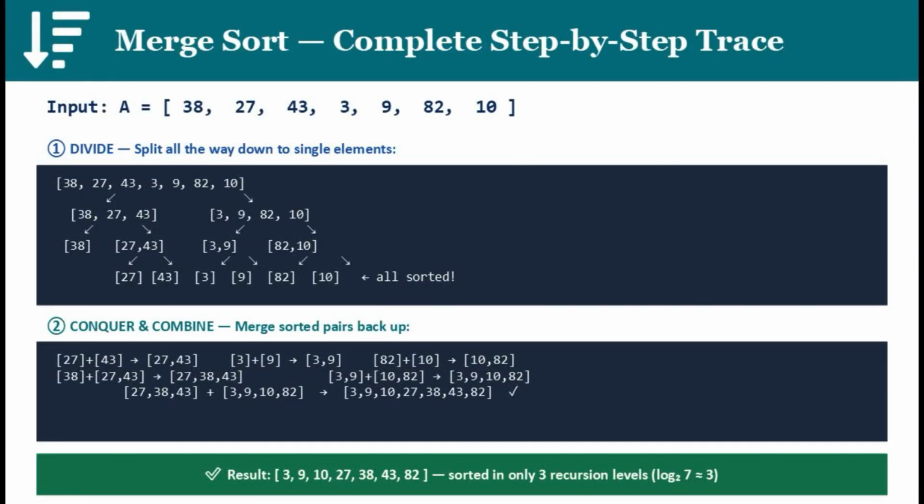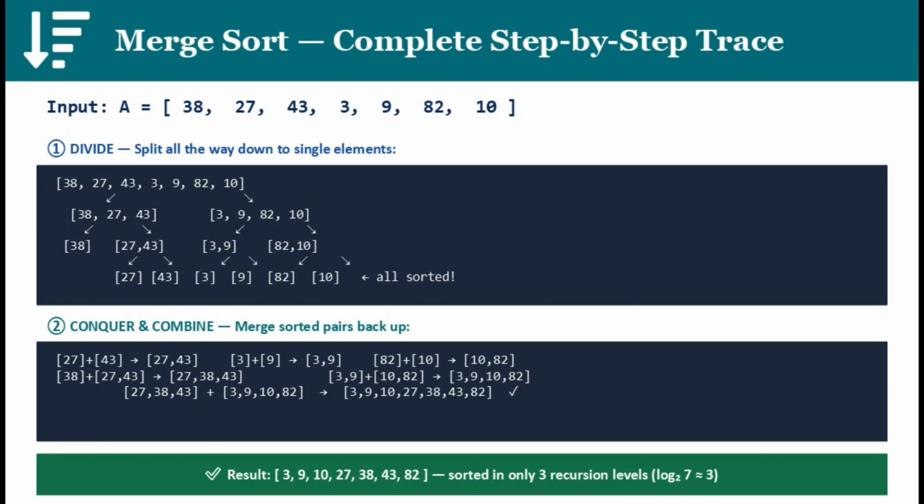Now we are ready for one of the greatest divide and conquer algorithms ever written, merge sort. Our input is the array 38, 27, 43, 3, 9, 82, 10. 7 numbers, completely unsorted. Our goal, put them in ascending order.